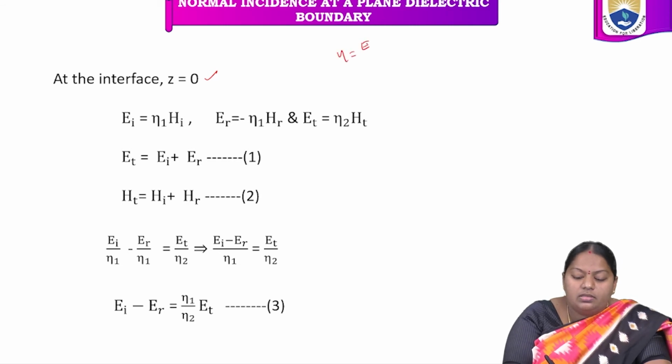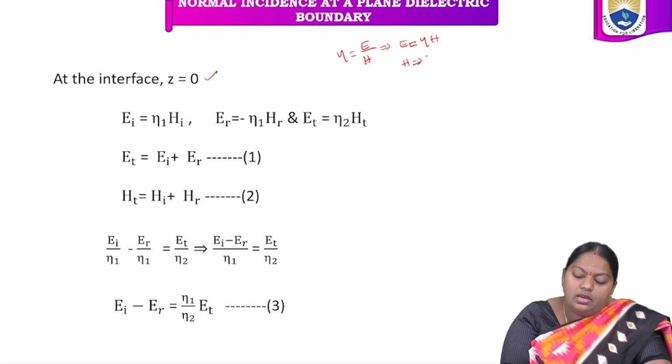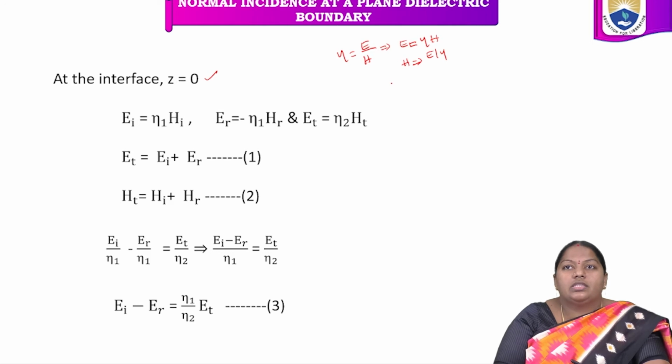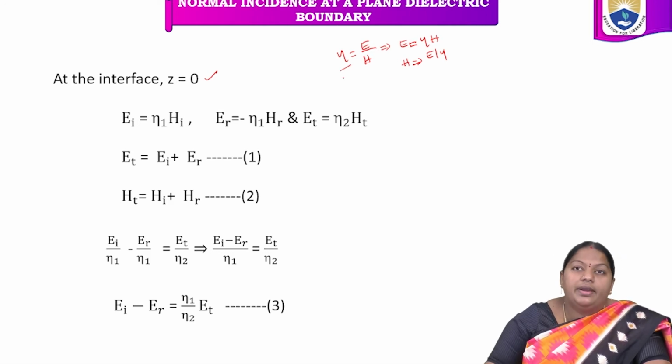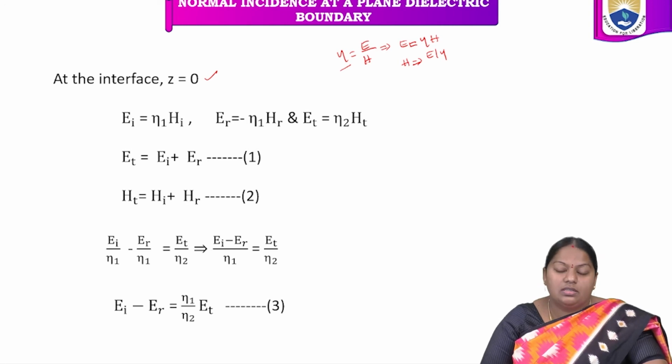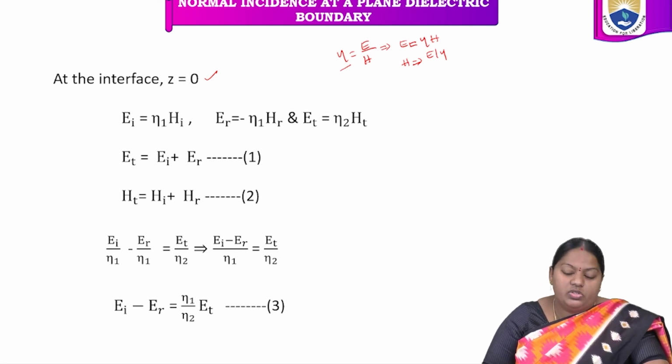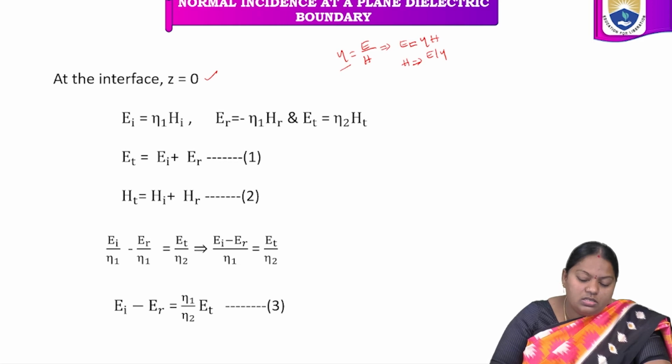that eta is given by the ratio of E by H. Then from that eta equal to E by H, if you are going to write the equation for E, then eta and H are to be multiplied. Or if you are going to write the equation for H, then E by eta. Right? So these are the three relations between intrinsic impedance eta, electric field strength E, and the magnetic field strength H. Right? Electric field strength and magnetic field strength are also known as electric field intensity and magnetic field intensity.